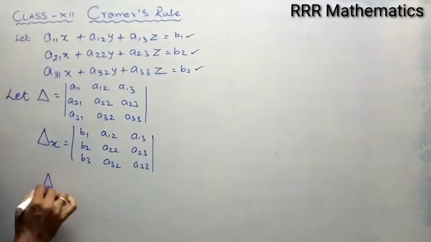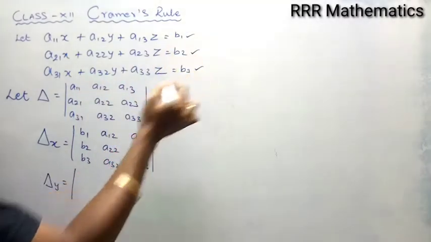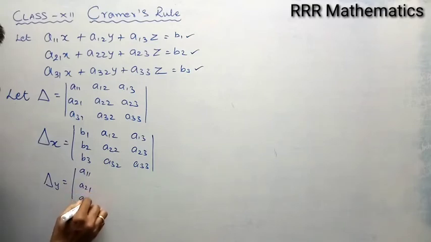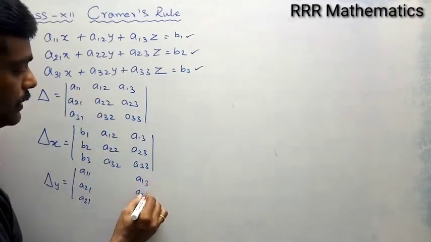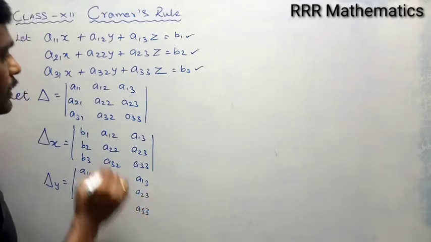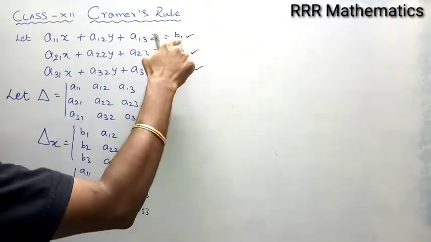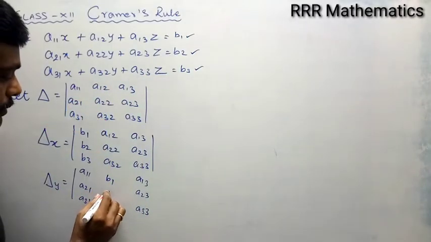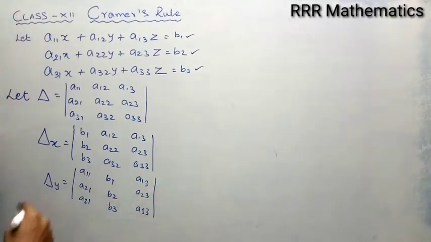And find delta y. Replace the second column by the constants b1, b2, b3. Here the first column a11, a21, a31 remains the same, and the third column a13, a23, a33 remains the same. In delta y, the second column is replaced by b1, b2, b3. Expand the determinant, you will get delta y.